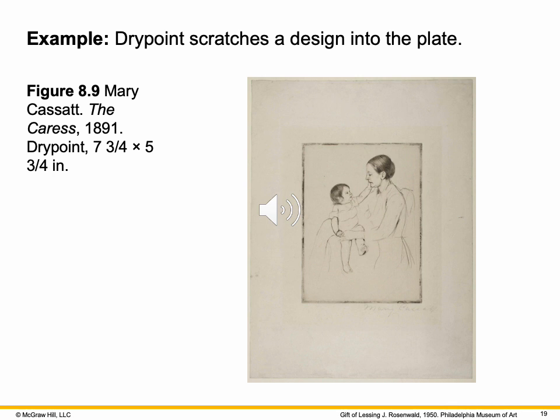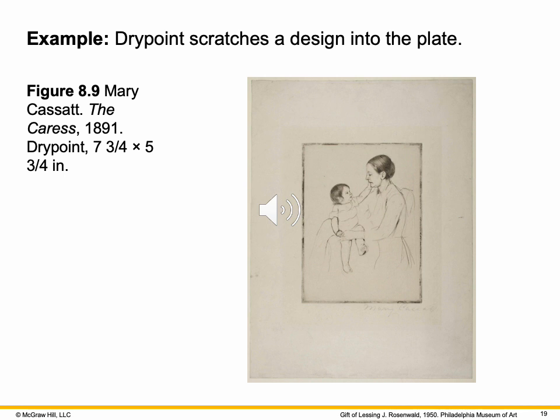If left in place, the burr will hold ink along with the incised line, producing a soft, slightly blurred line when printed. The burr can also be scraped away, in which case the incised line only will hold ink, producing a fine, delicate line. Because intaglio prints are made by using a roller press that exerts great pressure, dry point burrs are quickly worn down. This means that only a few good copies can be made.